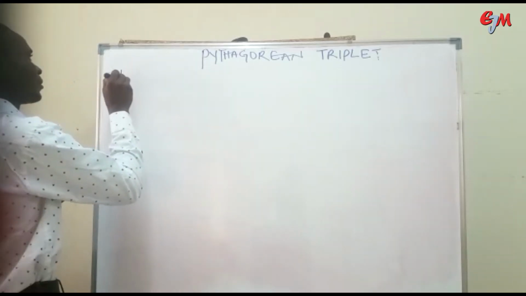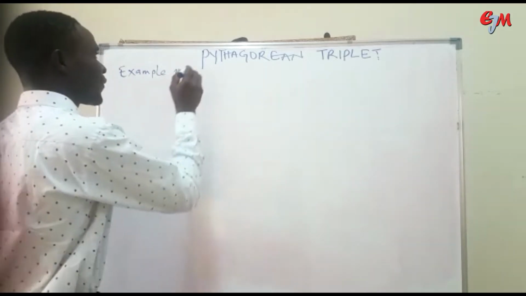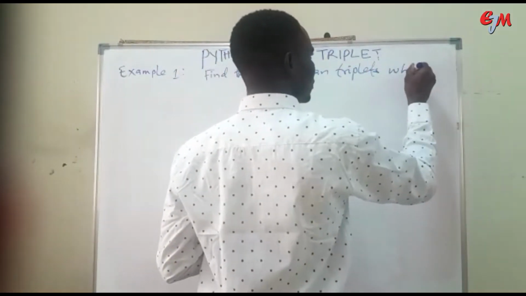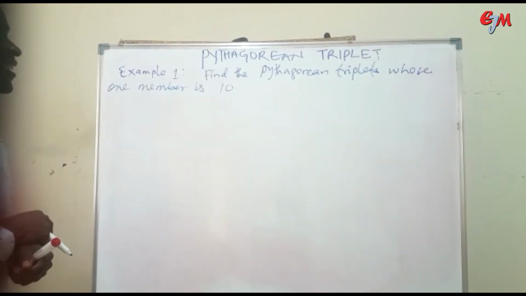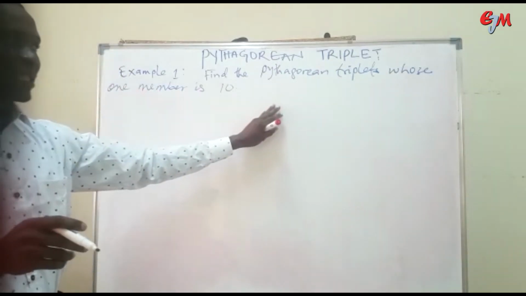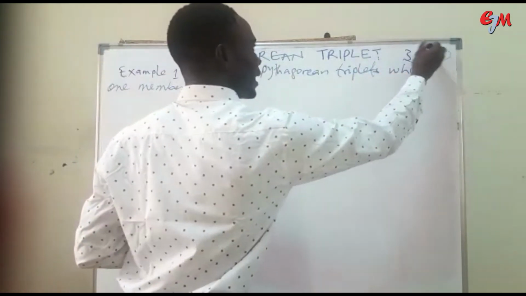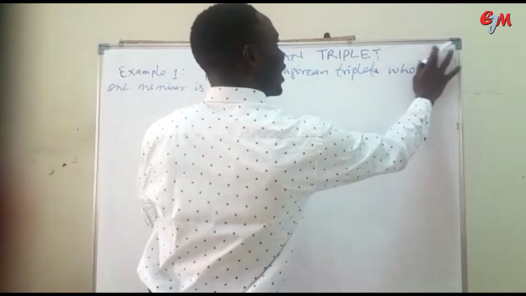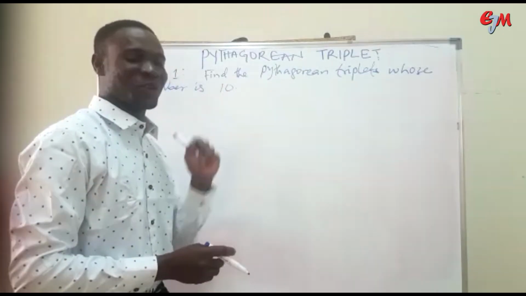Example 1. Can you now see? They say that you should find the Pythagorean triplets, given one member of it. That is to say, you have 3 numbers, and one of them is 10. They say find the remaining 2. So how do you approach this kind of question? If you follow us very seriously, you will learn this.